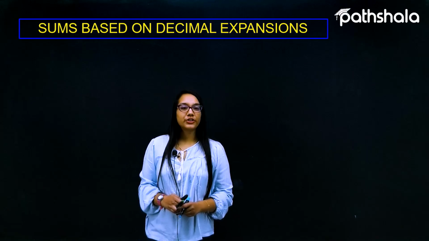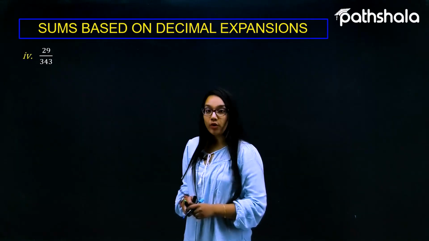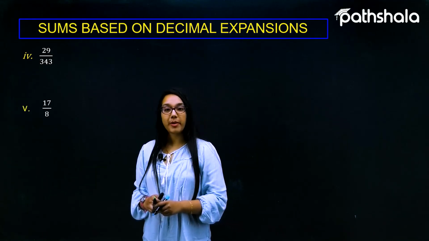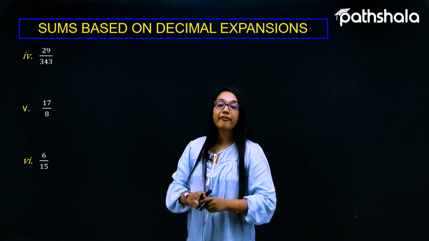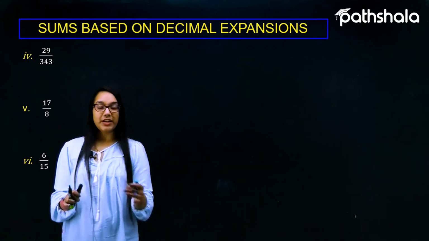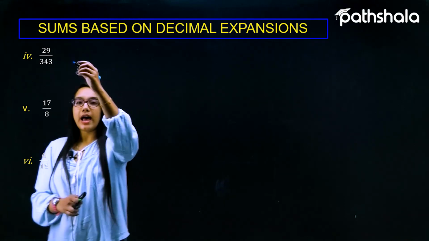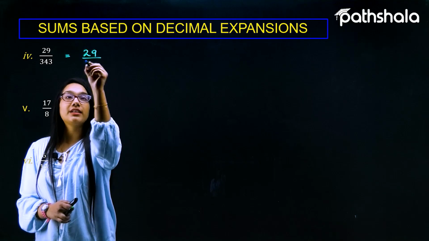Now let's try the further parts of the question, that is part 4, which is 29 by 343, part 5, 17 by 8, and part 6, 6 by 15. We have to find out whether they are terminating or non-terminating. So let's start with the fourth part, which is 29 by 343.